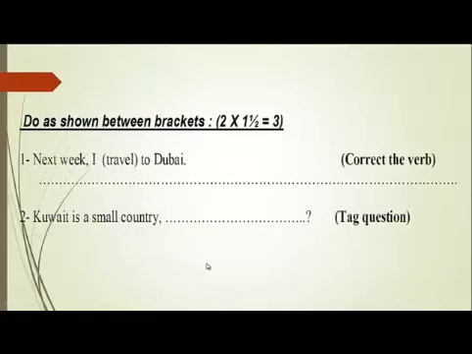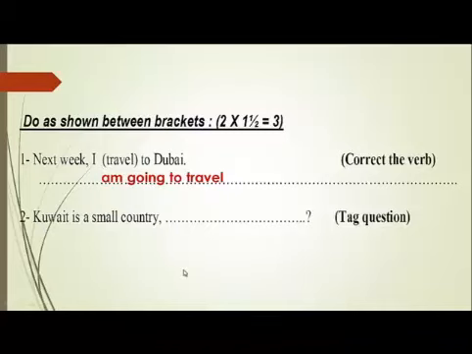The second part or section of a grammar, do as shown between brackets. Number 1, next week I, between brackets, travel to Dubai. You are asked to correct the verb. Next week, this expression refers to what? It refers to future. So, next week, I'm going to travel to Dubai.